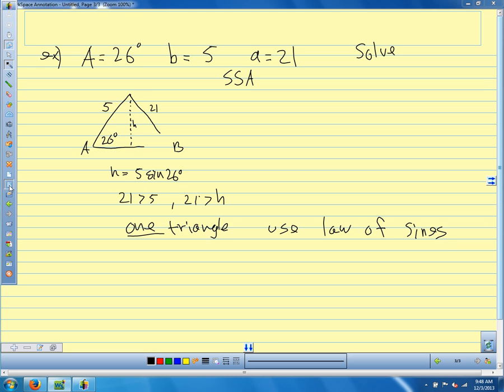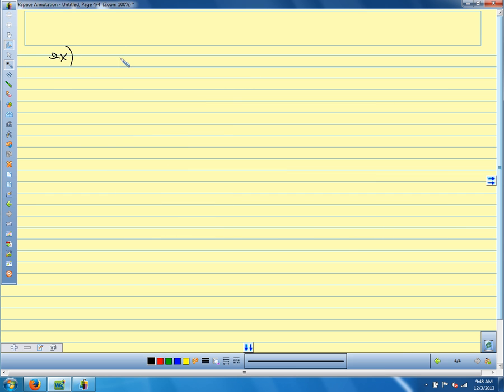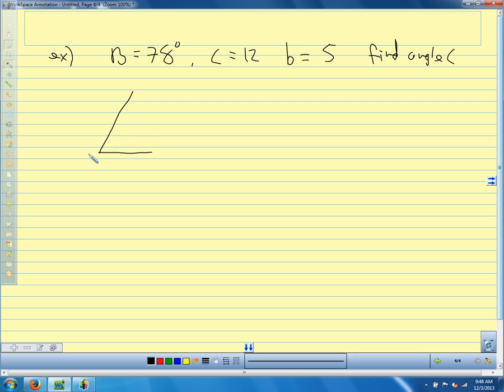All right, let's take a look at another one. So let's say we have angle B equals 78 degrees, side c equals 12, and side b is 5. We want to find angle C. So I'm going to draw out this triangle. I'm going to put my angle B here. So this is 78 degrees. This side is 5. I'm going to call this side 12, and angle C would be down here.